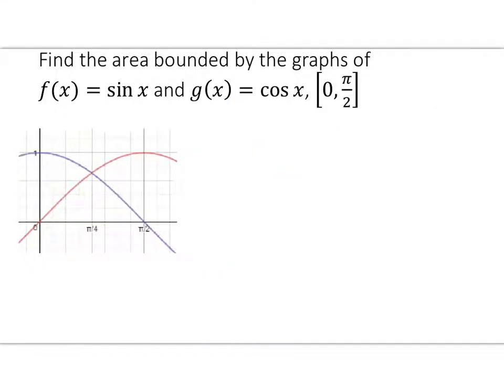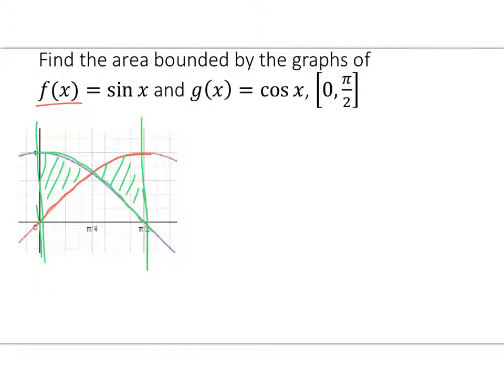In this one, we want to find the area bounded by the graphs of f of x equals sine x, which is our red graph. And here's sine, starts at 0 and goes up. We want to find g of x is cosine x, so that's this purple, I'm going to switch it to green. And if it's bounded by those two regions on the interval from 0 to pi over 2, the area bounded by them is right here and right here.